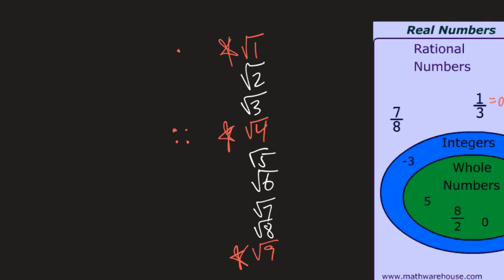And then, let me make those bigger. And then 9 is a perfect square because you can go 1, 2, 3, 4, 5, 6, 7, 8, 9. It's a perfect square, right? But the numbers in between those perfect squares are irrational. So only the starred ones are rational.